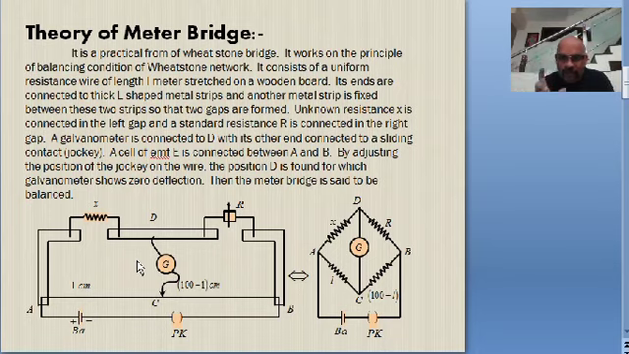As you know that in Wheatstone's network there are 4 resistors. Here also we have 4 resistors. One is X, the other one is R. One, which is X, is connected in the left gap. The other one is R, connected in the right gap. With the help of this jockey or sliding contact, we divide the wire AB into 2 resistors.